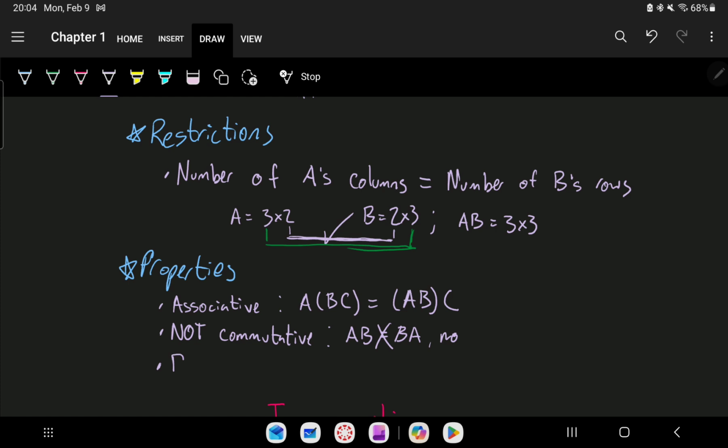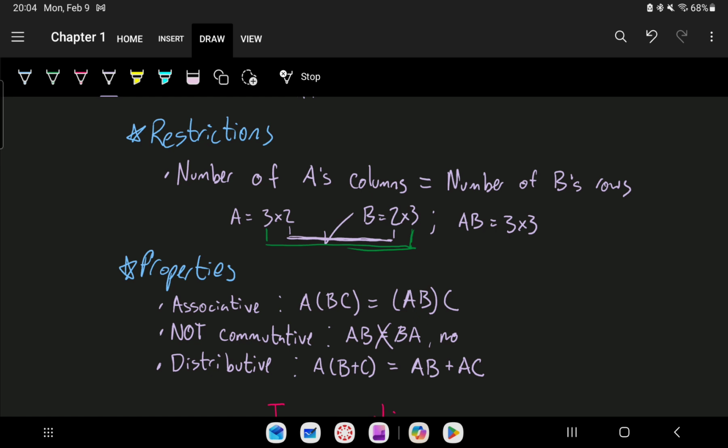It is, however, distributive. Which means if I have matrix A times matrices B plus C, it's going to be the same thing as saying AB plus AC, assuming that A, B, and C meet these restrictions that we just talked about.